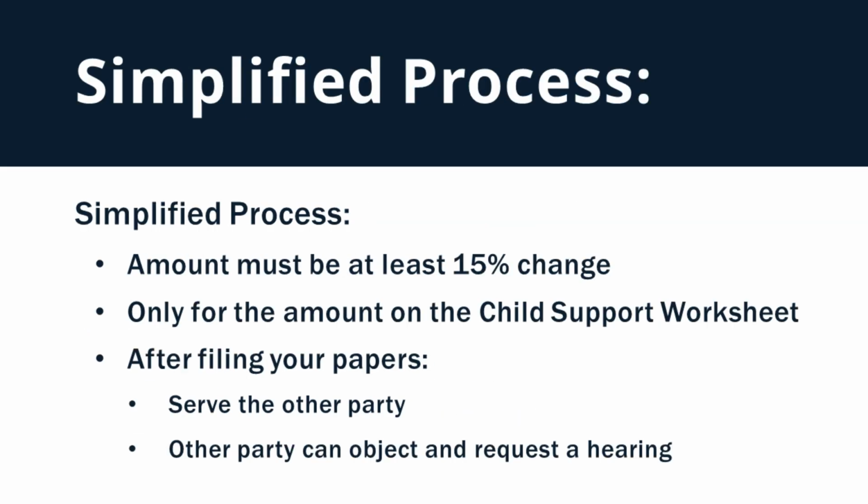You may have reasons for choosing one process over the other, and there are also some limitations on when you can use certain processes. The simplified process can only be used if the child support guideline amount shown on the worksheet is at least a 15% change from the current child support order. Also, you can only ask for the amount on the child support worksheet. You can't ask to deviate or ask for a different amount. Finally, after the other party is served, they'll have to file to object and request a hearing. But if there is no objection, the judge will review your request and may grant your change without a hearing.